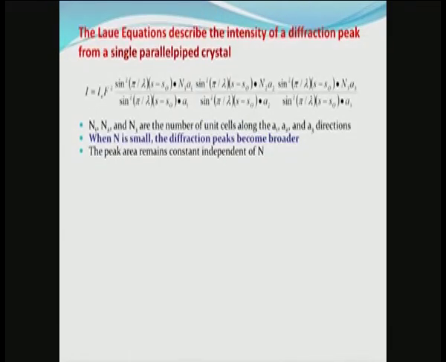Now, the Laue equations in X-ray diffraction describe the intensity of the diffraction peak as a function of the number of planes involved in the particular crystal. That is, you take a 3-dimensional crystal and if there are n1 planes in one direction, n2 in the other and n3 in the third one, then the intensity is shown from this equation to be proportional to the product of n1, n2 and n3. When n is small, the diffraction peaks become broader, but the peak area remains independent of n.